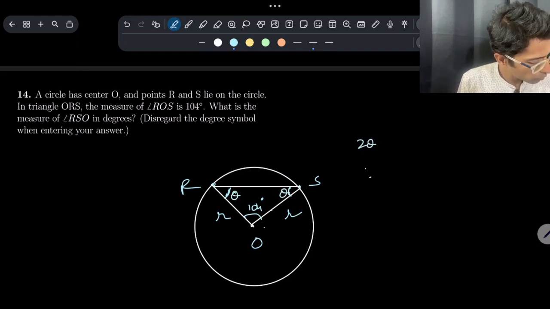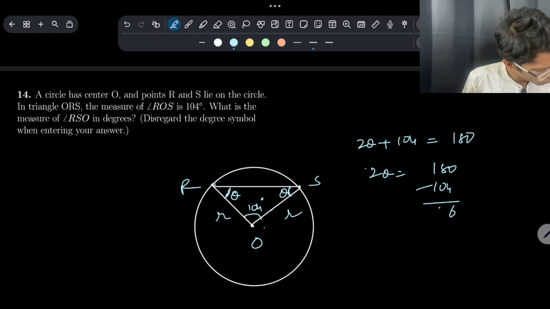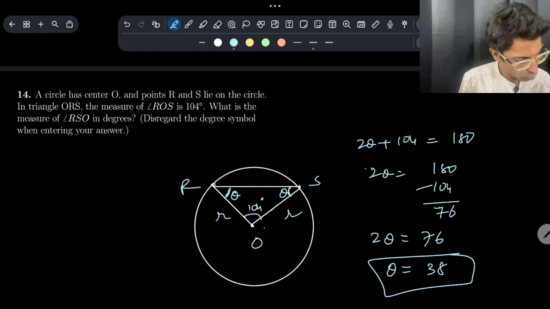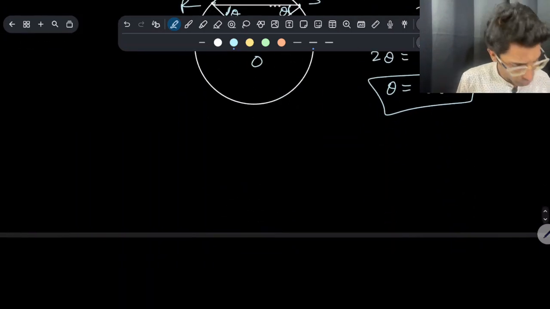So 2 theta plus 104 should be equal to 180. So 2 theta is 180 minus 104, which is 76, right? Am I right? I think so. So 2 theta is 76, theta is equal to 38. I really hope I am right. All right. Let me go to the next question.